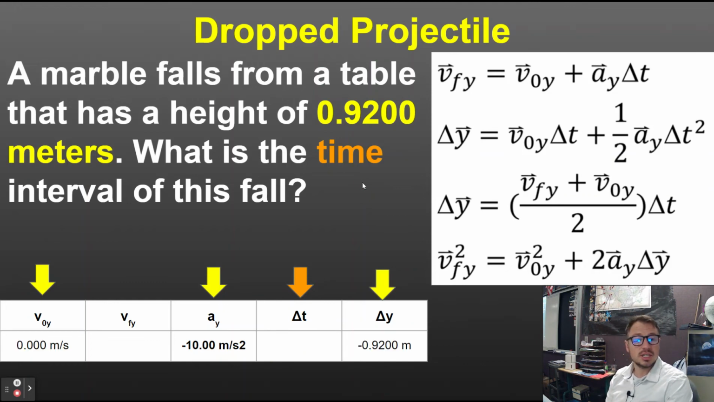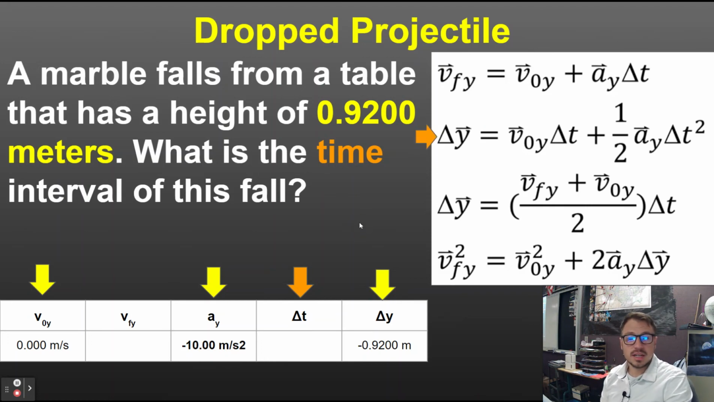The initial velocity is 0, and this is the biggest mistake people make. The displacement is going to be negative, right? I just said height. Height is a scalar quantity, it does not have a direction, but displacement does. Because it ends up below where it started, the displacement is going to be negative 0.92 meters.